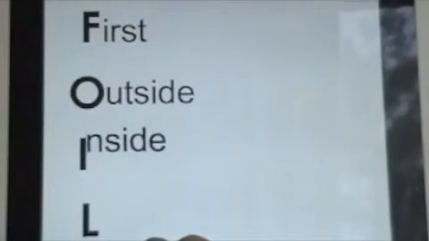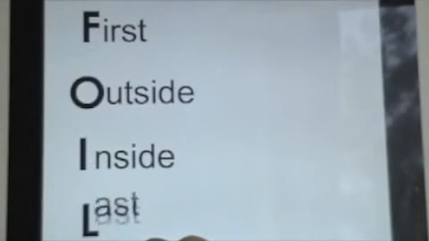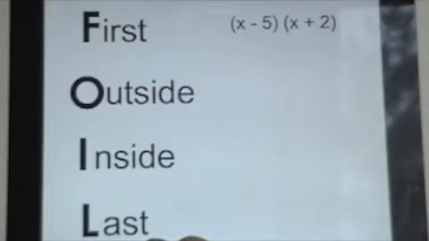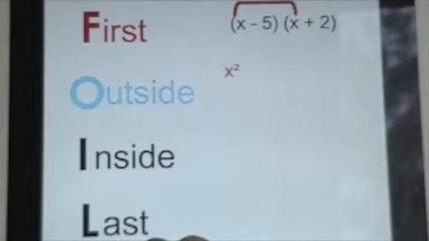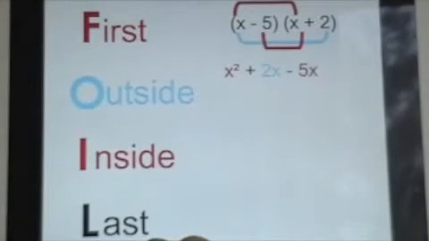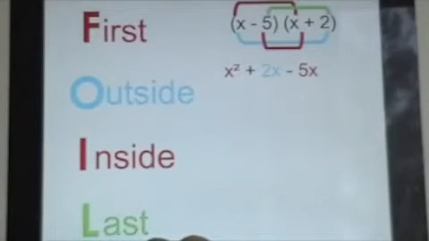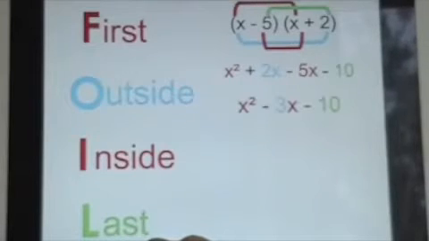FOIL stands for first, outside, inside, last. Let's look at this problem. Start by multiplying the first terms. Then, move on to the outside. Next, multiply the inside terms. And finally, multiply the last. Once you've done all that, combine like terms.